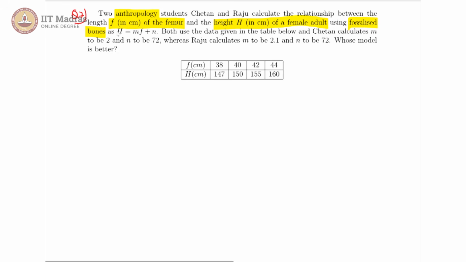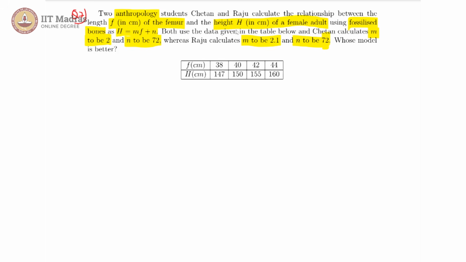So it is given that this relationship is linear. We have h is equal to mf plus n. Both use the data given below. So this is the data that's available. We have the femur length and the height of the adult female. So from this, we are trying to develop this model. And Chetan has found m to be equal to 2 and n to be equal to 72, whereas Raju has calculated m to be 2.1 and n to be 72.